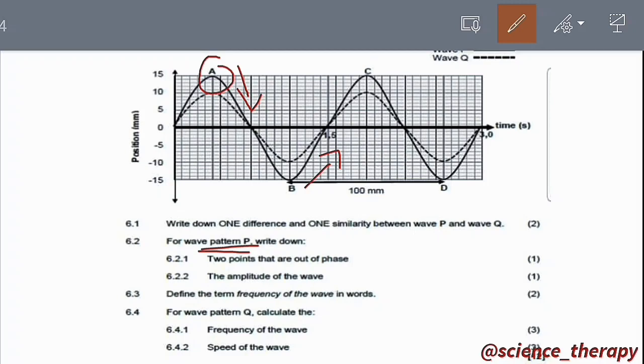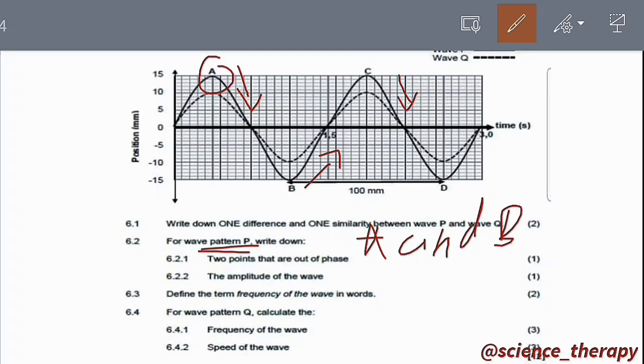Now we can see between A and B the particles are not moving in the same direction. That means the points are out of phase. Also for B and C, for B the particles are moving upward, but after C the particles are moving downward. So they're out of phase. Also B and C is out of phase.